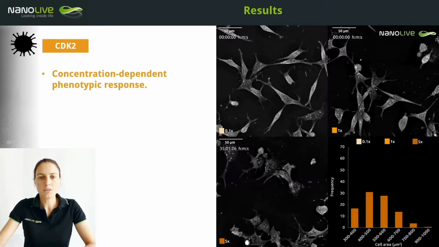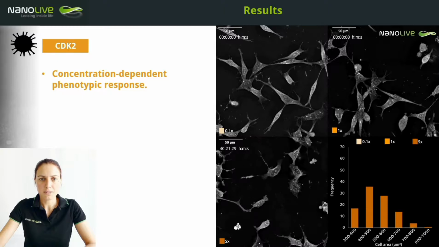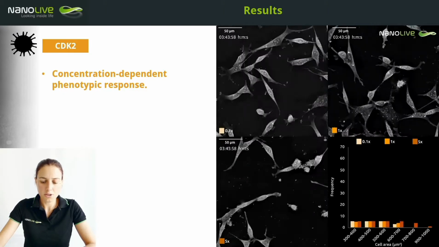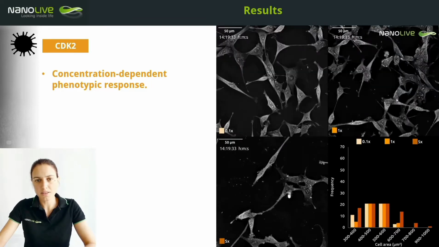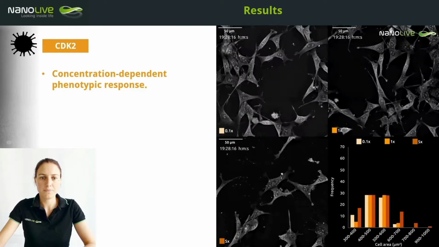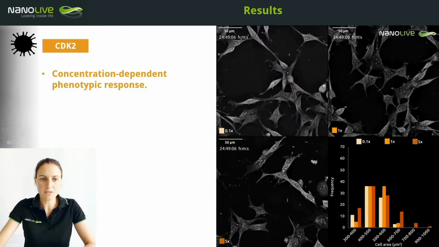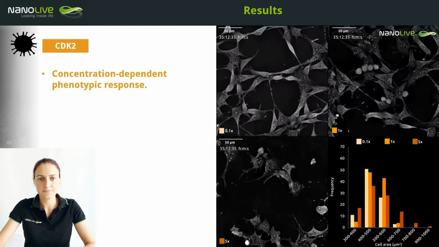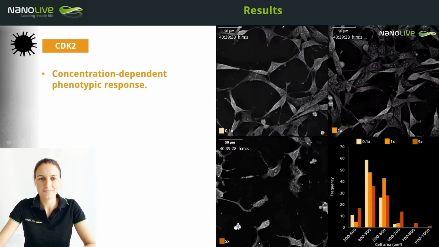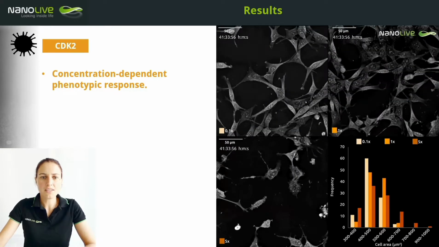And then we can run all of the videos at the same time to show you this shift in cell size occurs in response to the concentration of the inhibitor that's provided. So information such as this can be very informative for identifying appropriate dosage levels of drugs.